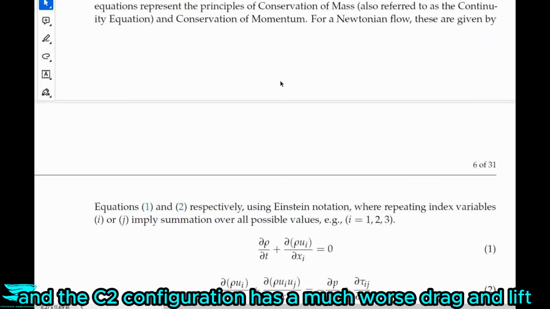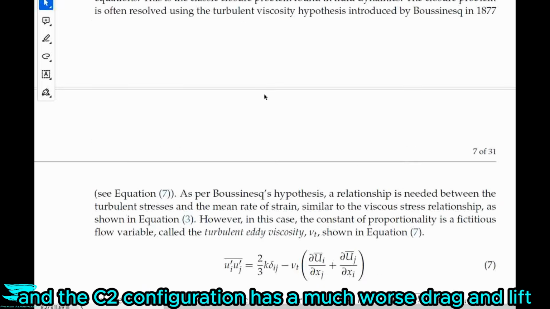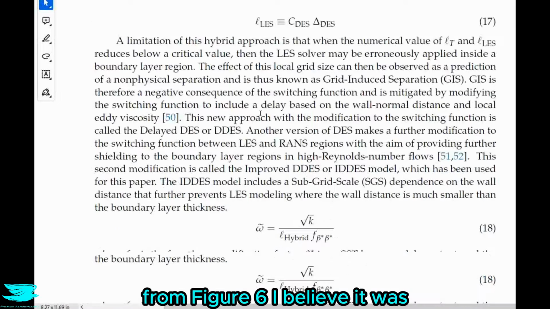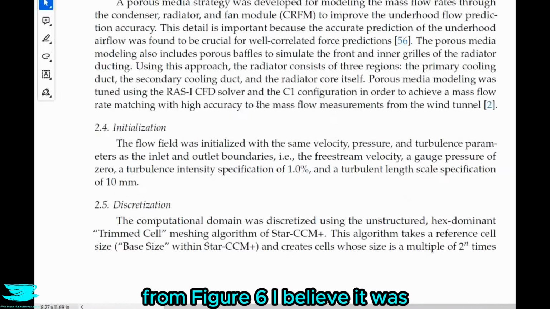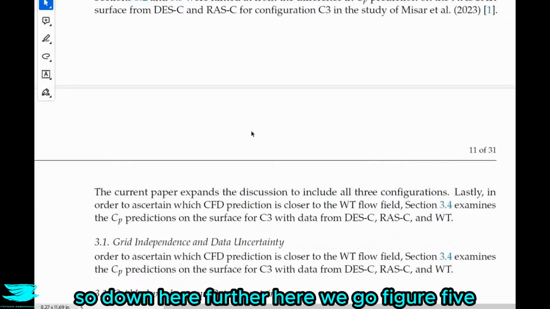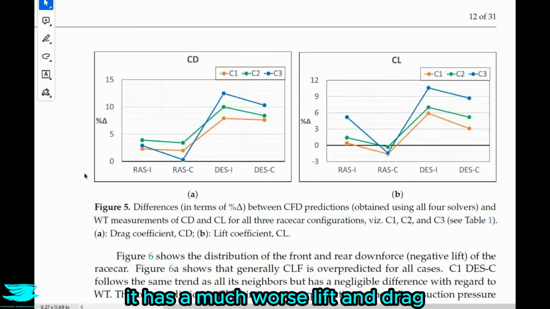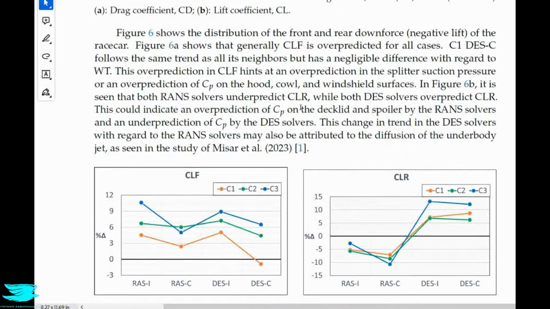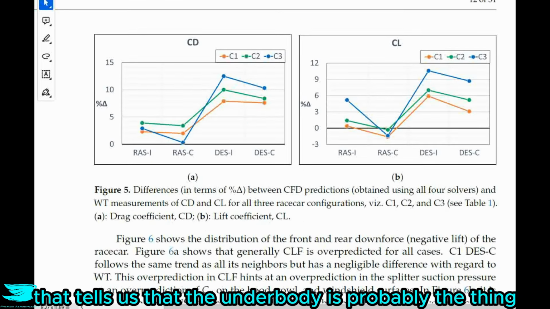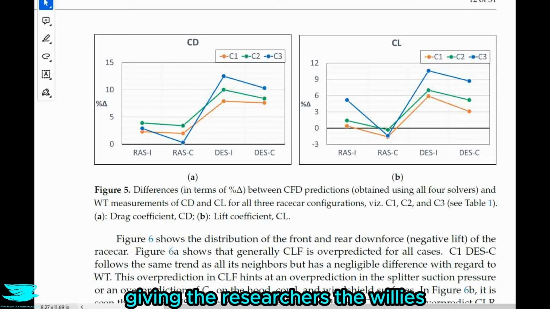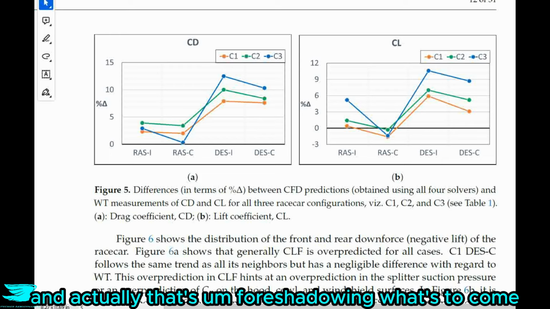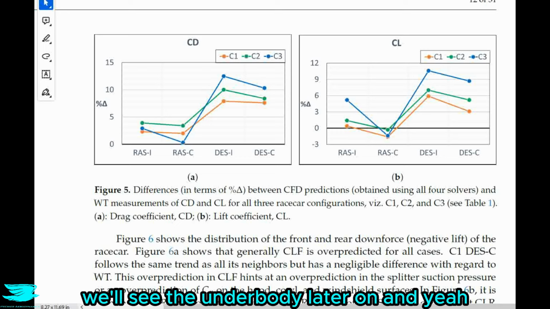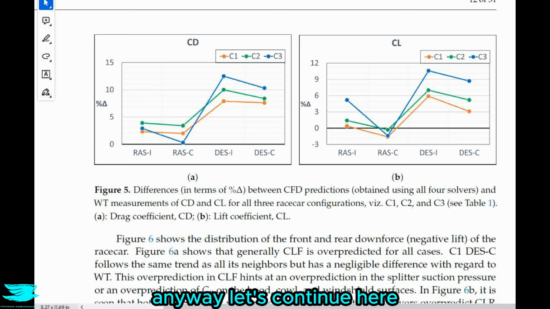And C2 configuration has a much worse drag and lift from figure 6, I believe it was. So down here, further, here we go, see figure 5. It has a much worse lift and drag, as well as the front and rear lifts. So C2 is much worse in terms of the accuracy. So that tells us that the underbody is probably the thing giving the researchers the willies. And actually that's foreshadowing what's to come. We'll see the underbody later on, and yeah, anyway, let's continue here.